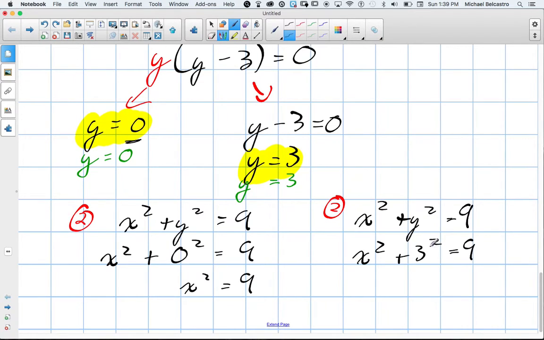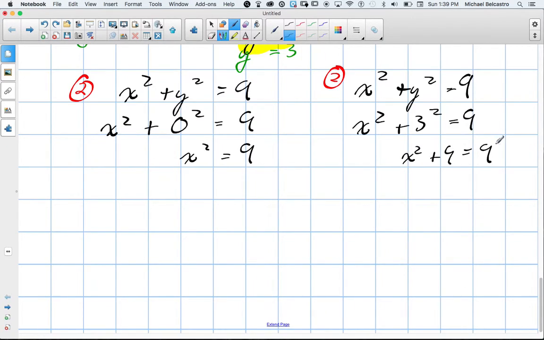And here we're going to get x squared plus 9 is equal to 9. So here we bring 9 to the other side, we get x squared is equal to 0. We square root both sides. The square root of 0 is 0, and it doesn't matter if it's positive or negative 0. It should be x equals plus or minus 0, which is still 0. So when we plugged in y at 3, our coordinate is 0 and 3.